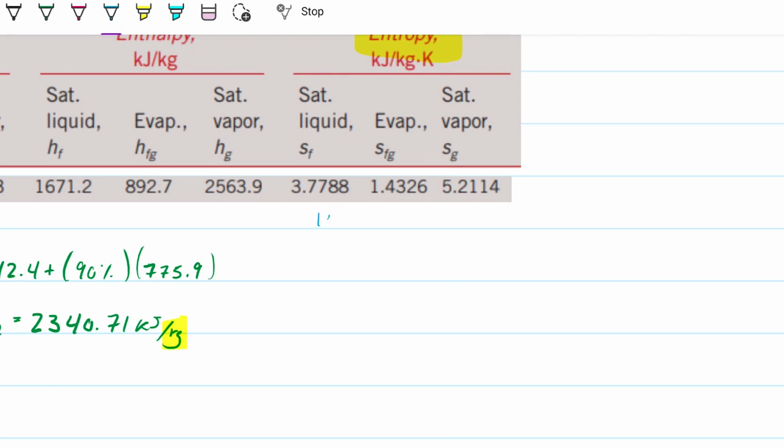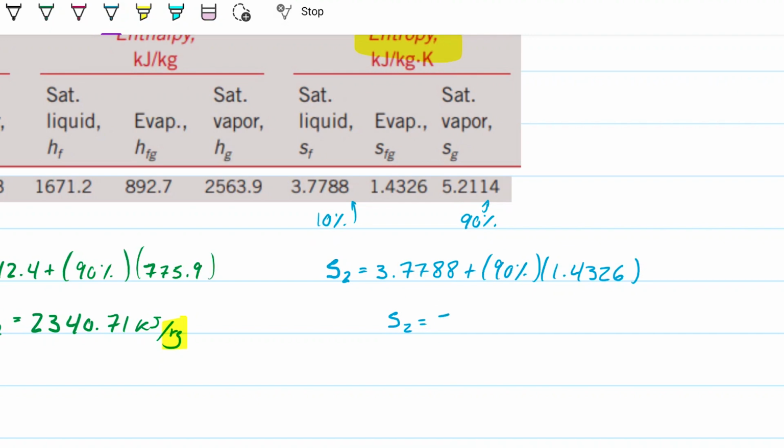Last but not least, same thing, 10% of this guy, 90% of this guy, or I can just use the difference. If I choose to use the difference, what I'm looking for here is 3.7788 plus 90% of 1.4326. Okay, and therefore my entropy 2 ends up being 5.0681, and that is kilojoules per kilogram per Kelvin. Once again, I don't want this.